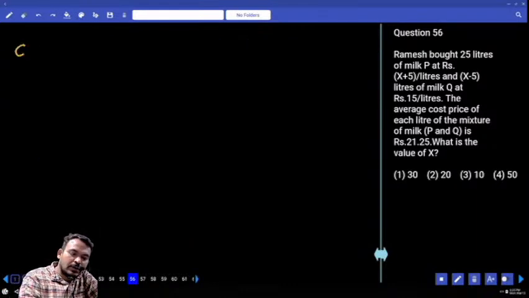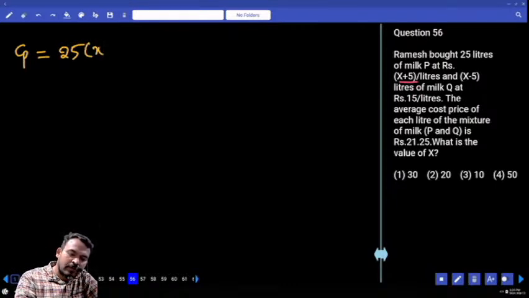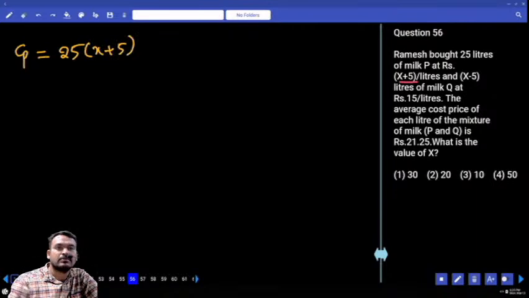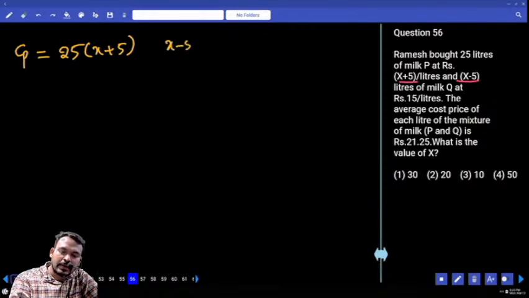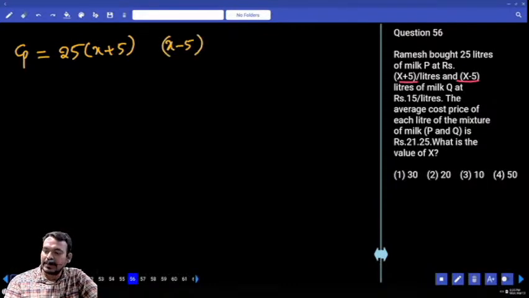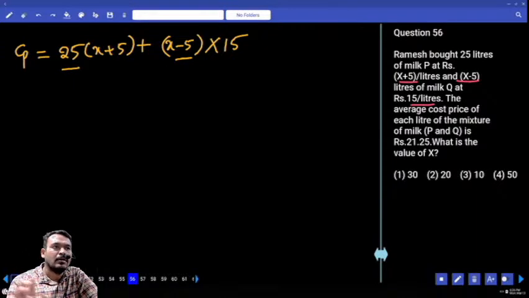The first quantity is how many liters? 25 liters. The per liter cost is x plus 5, so 25 into x plus 5 is the total cost of 25 liters. Next, the second quantity is x minus 5 liters. What is the second per liter value? 15, multiplied by x minus 5. These two are added, and we get the total cost of 25 liters plus x minus 5 liters.